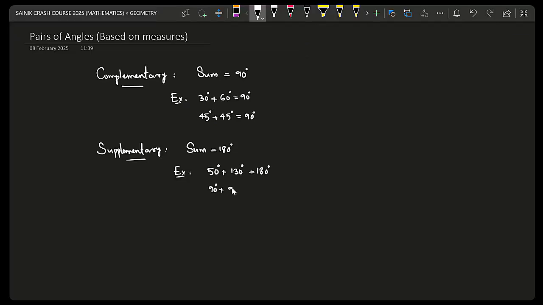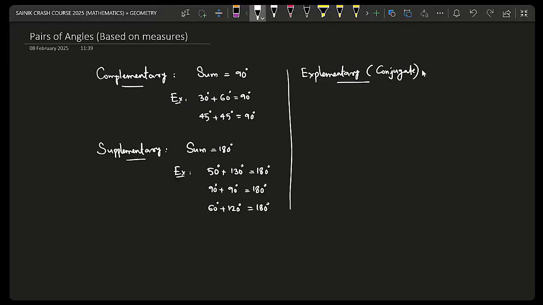90 plus 90 is equal to 180 degrees. So 90 degrees is a supplement of itself. We can also take 60 plus 120 is equal to 180. So these two are also supplementary angles. And if the sum is 360, we call them explementary angles. Explementary angles. And in some books, it is also written as conjugate angles.